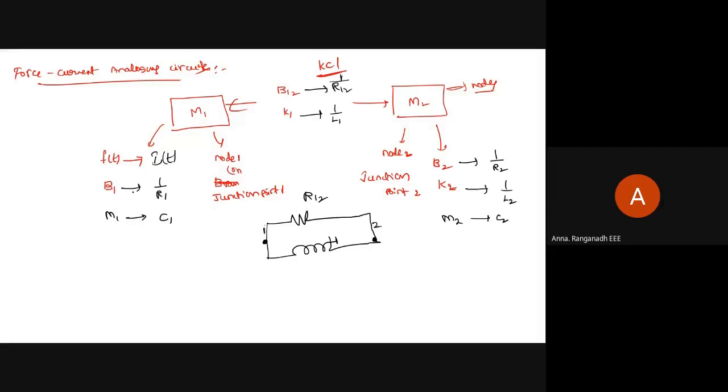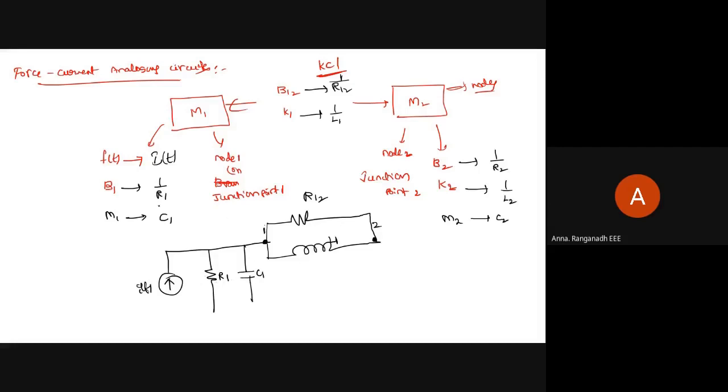So now f of t is nothing but the current I of t. Therefore, a current source I of t is connected to node 1. Then B1 is nothing but 1 by R1, so this is R1. Then M1 is nothing but C1. These two will be connected like that.